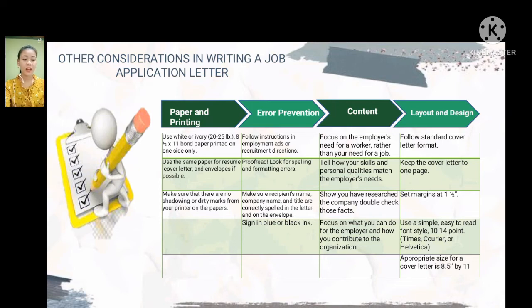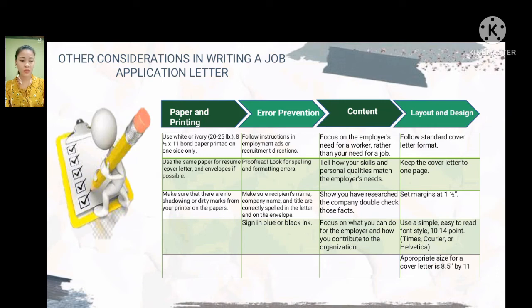And then for the content, focus on the employer's need for a worker rather than your need for a job. Also, tell how your skills and your personal qualities match the employer's needs. Also, show that you have researched the company's background information. Double check that, because it is a plus point, or a bonus, if you know the background information of the company you're applying for. Focus on what you can do for the employer and how you can contribute to the organization.